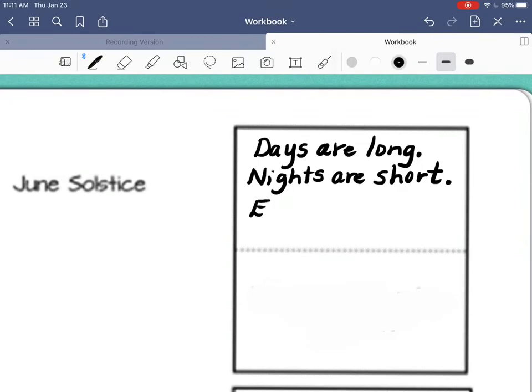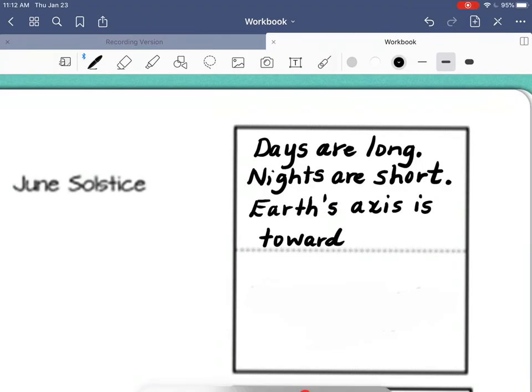Earth's axis. Earth is a possessive noun, so we make an apostrophe. Earth's axis is toward the sun. And when we put this little diagram together on the page in your book, you will see how this works. The little diagram will move to show you exactly what this looks like. So toward the sun.